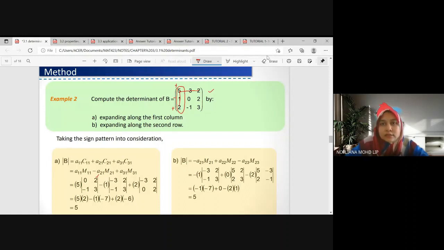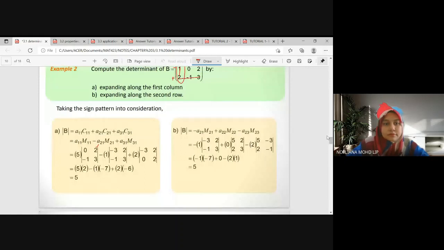Okay, untuk second ni, you eliminate the second row. So we get negative 3, 2, negative 1, 3. Okay, and then plus 2, positive sign. Eliminate the third row, so we have negative 3, 2, 0, 2. Then we find this determinant.